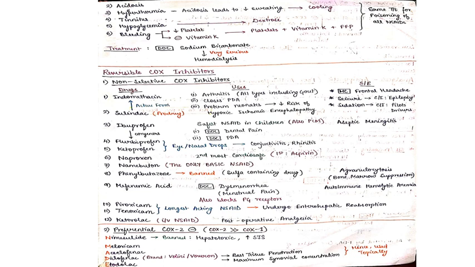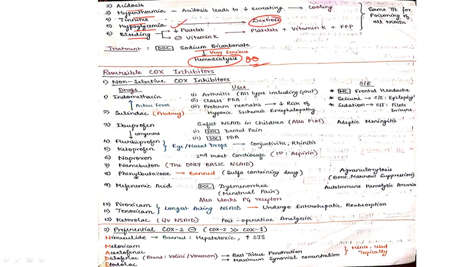The other features: you will get acidosis, then hyperthermia, then tinnitus, hypoglycemia and bleeding. And what are the treatments? Treatment is sodium bicarbonate, and if very serious, then we have to do hemodialysis. For hypoglycemia, we can administer dextrose.